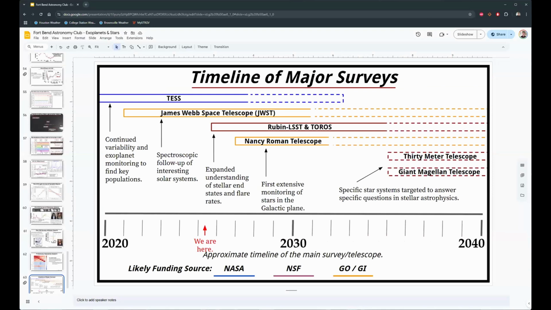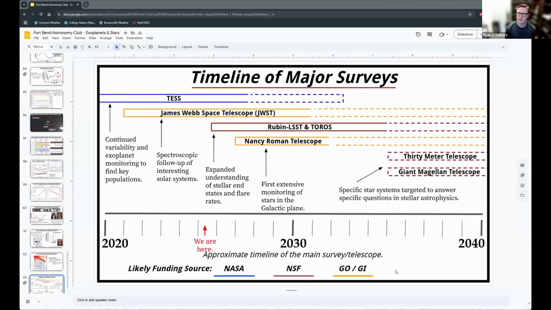Dr. Oelkers, I've got a question. Do you use any of the data from amateurs from the AAVSO side?